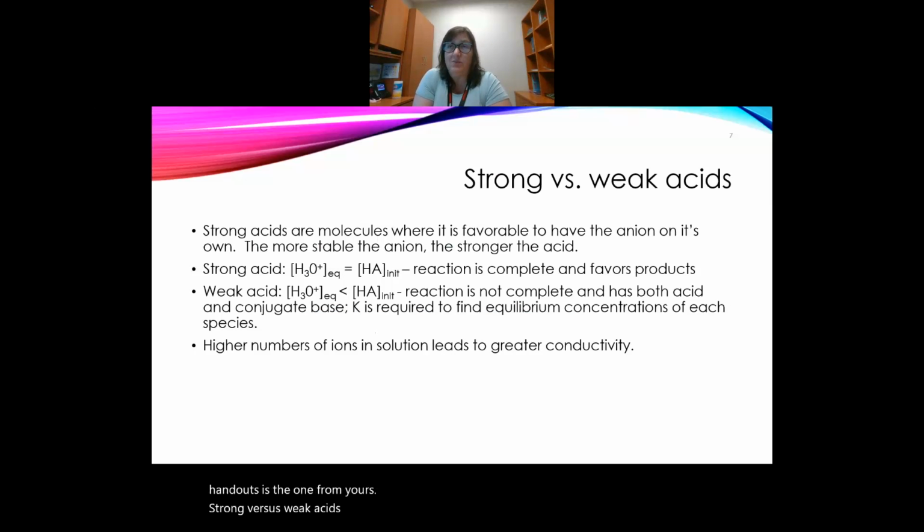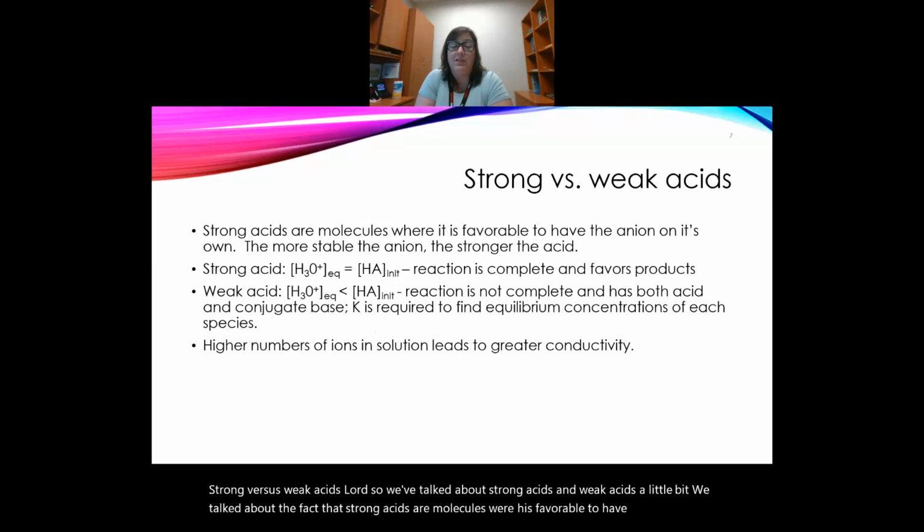So we've talked about strong acids and weak acids a little bit. We talked about the fact that strong acids are molecules where it's favorable to have the anion on its own. It's a more stable anion. And the more stable that anion is, the stronger the acid, because it's easy to yank that proton off if it's a stable anion. So a strong acid is going to have our H3O plus concentration at equilibrium equal to the HA at the initial, because all of it reacts. That reaction is complete and it only gives us products, and therefore the Ka for that is undefined. So they are equal to each other.